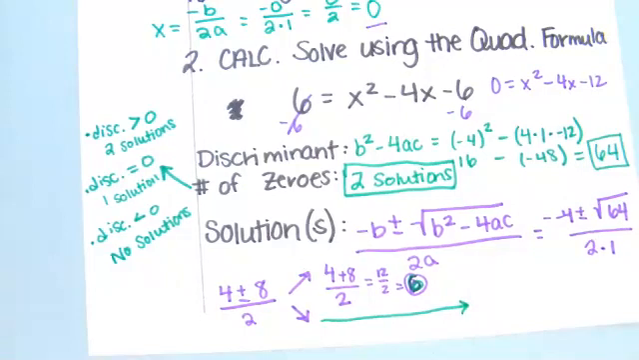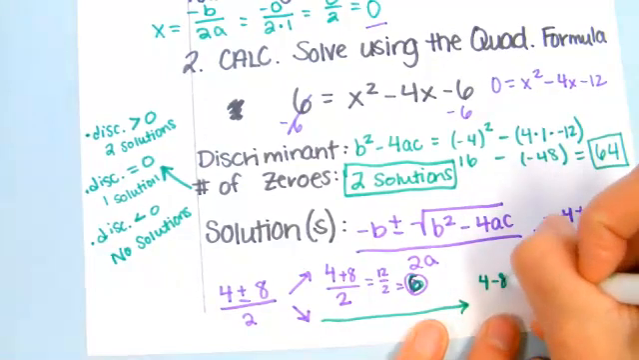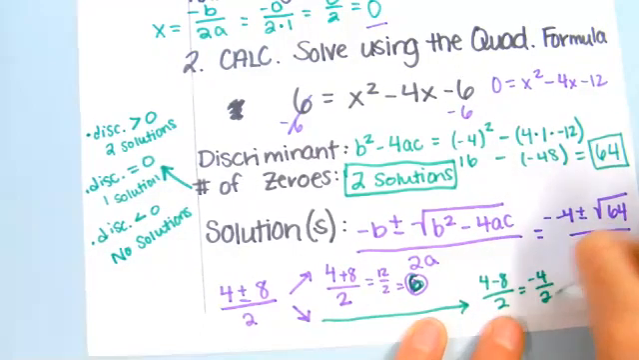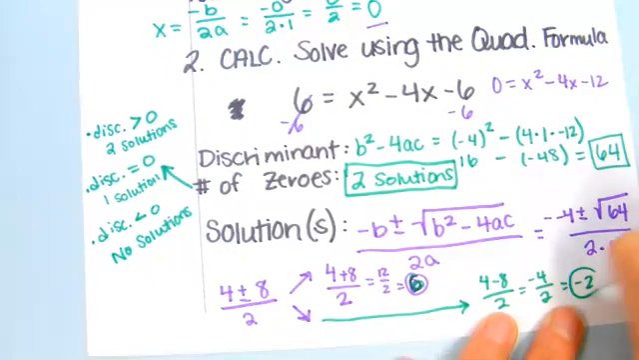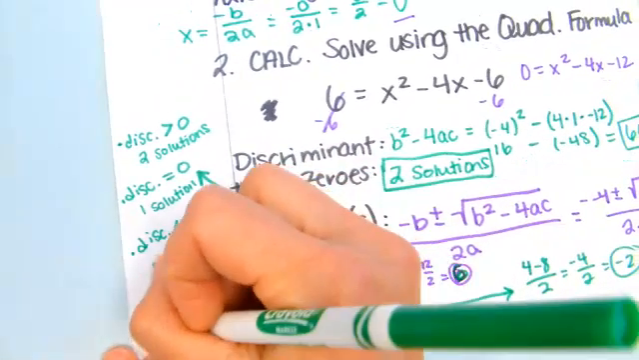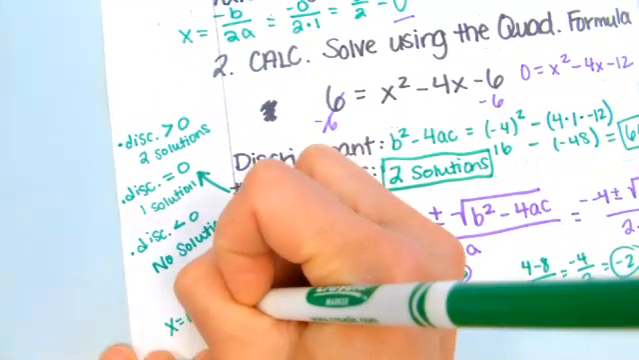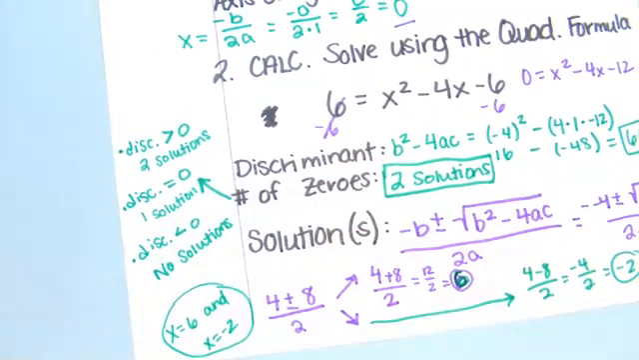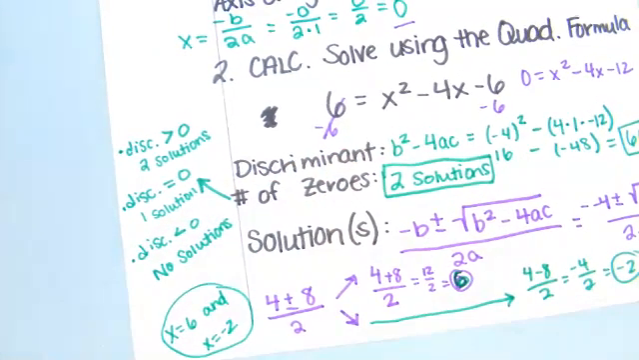Okay. How do I get the second solution? Anna, go. I do 4 minus 8 over 2. What's 4 minus 8? Negative 4 over 2. Okay, so my solutions are x equals 6 and x equals negative 2. Yay! All right, that's the first part of our review here.